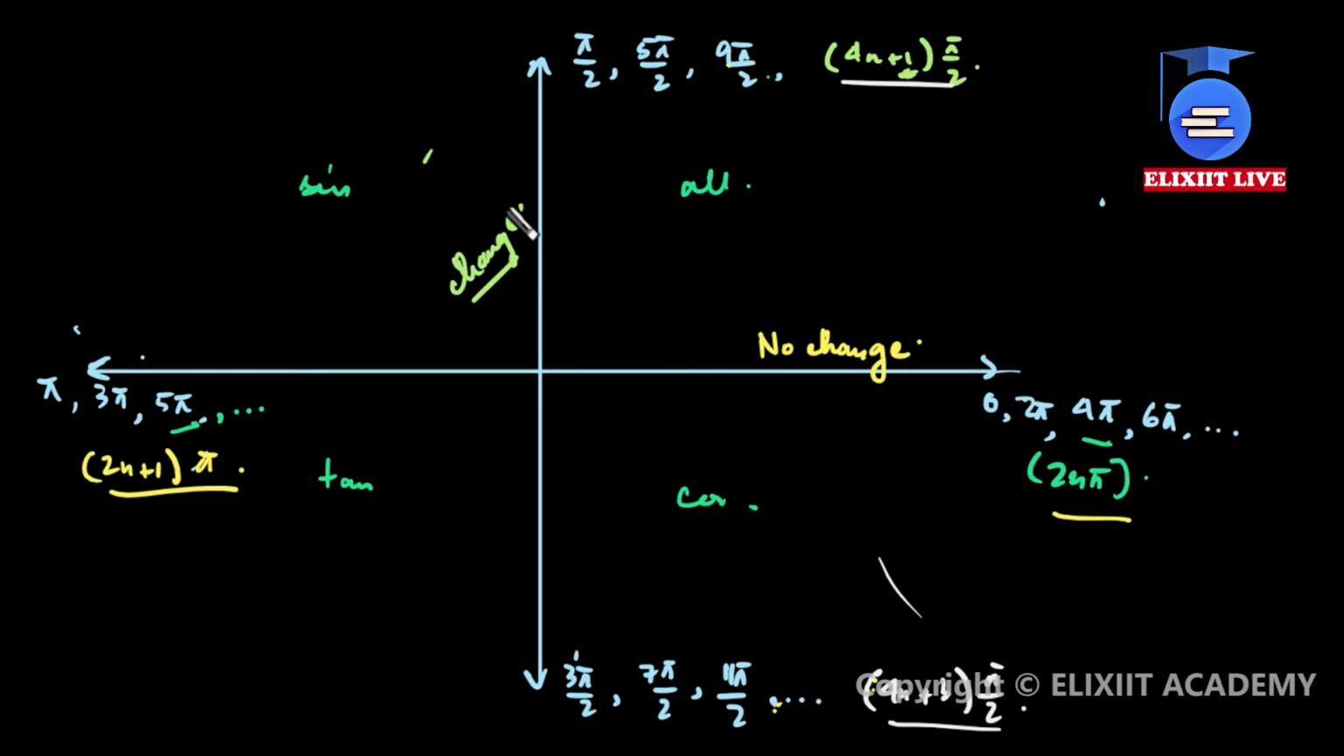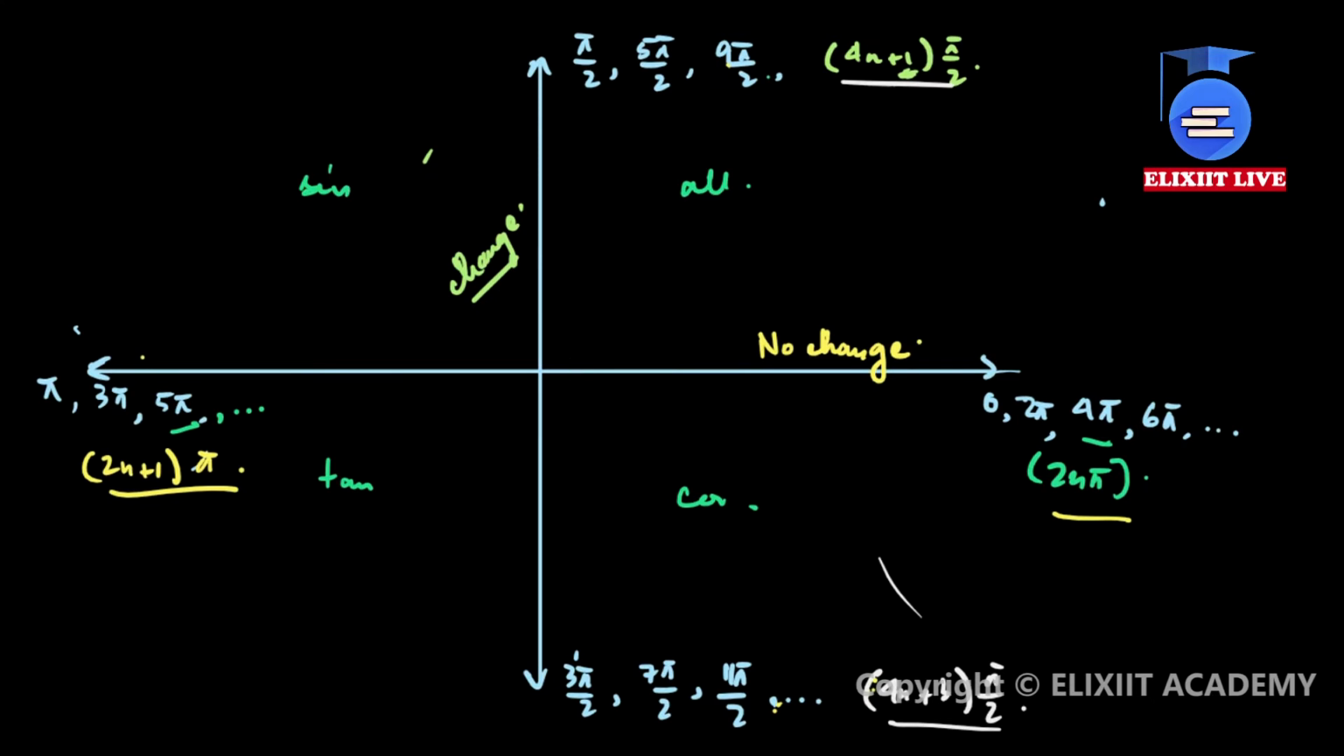For remembering, I am telling you a shortcut way, you must remember it in this manner. When we move on the x-axis, there will be no change. When we move on the y-axis, there will be change. Now, what is the meaning of change? Change means sine theta becomes cos theta. For instance, sine of 90 minus theta is cos theta. So sine will change to cos.